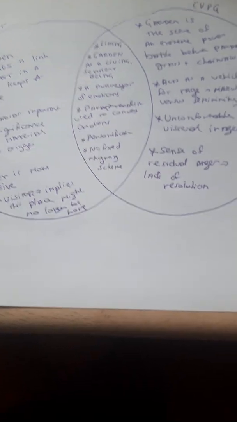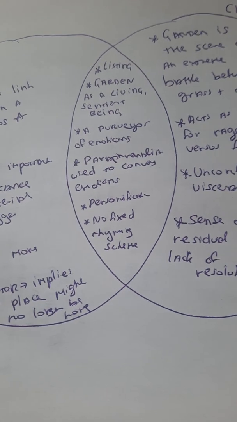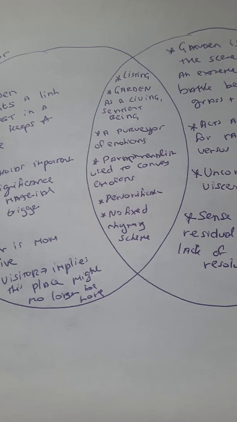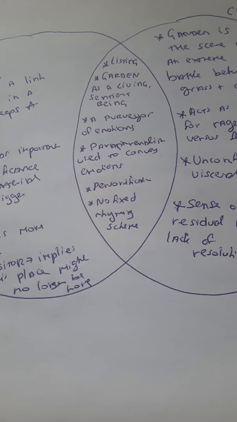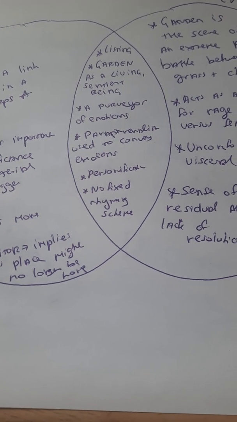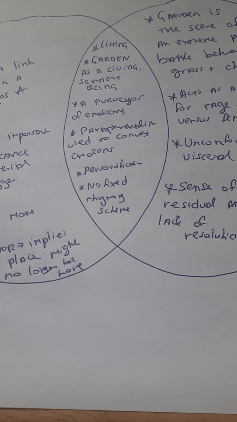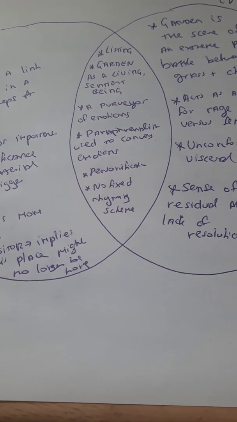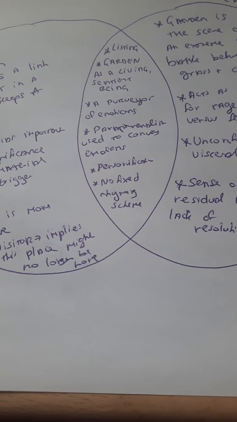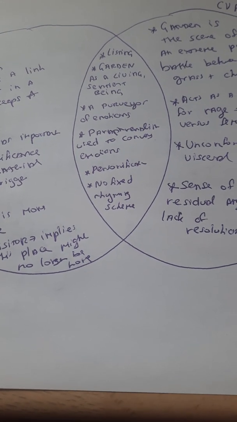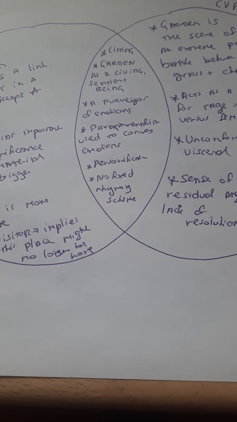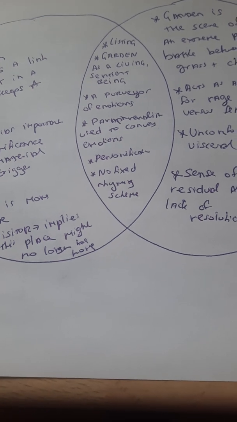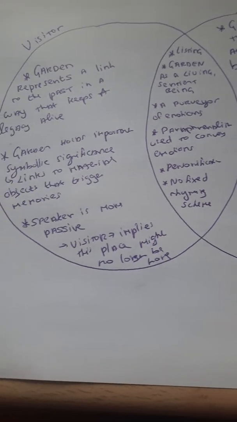I start off by thinking, well, what do they have in common? So first of all, they both use listing, albeit in different ways. The garden is considered a living sentient being. So we do get a sense in both of the poems that the garden actually represents a living organism. And it links to feelings, it links to emotions. And the paraphernalia used in the garden is used to communicate those emotions in both poems. Both use personification and both have no fixed rhyming scheme. So, getting the similarities out of the way, there you go.